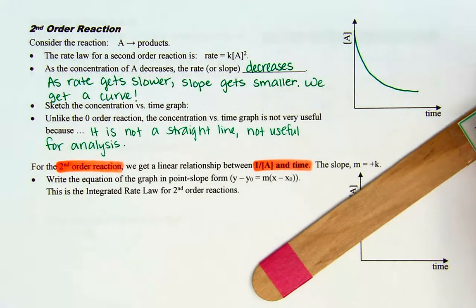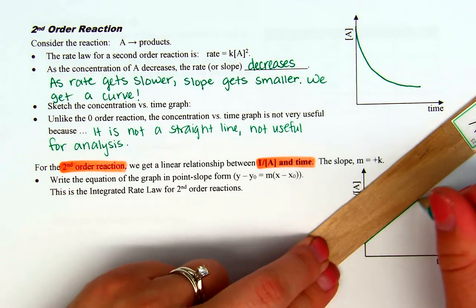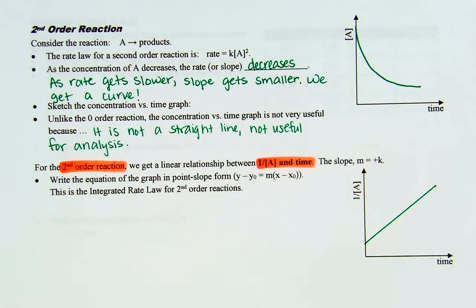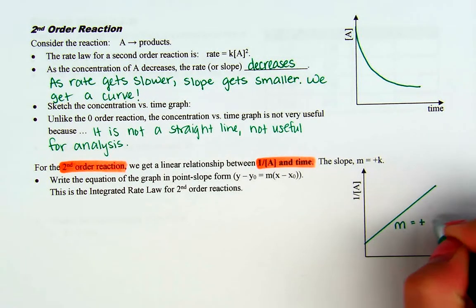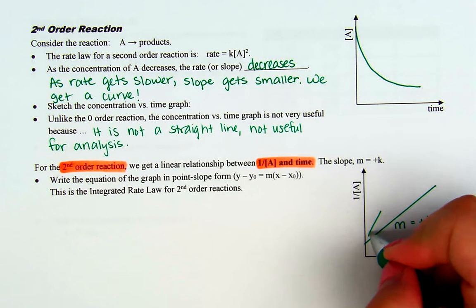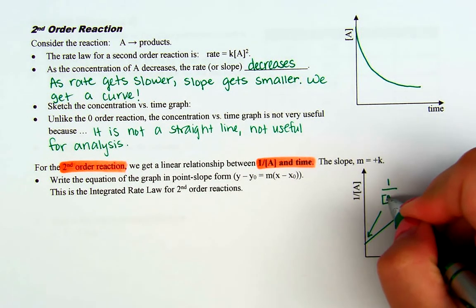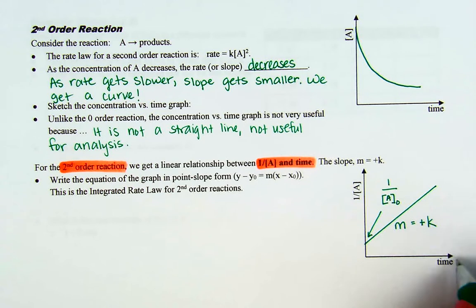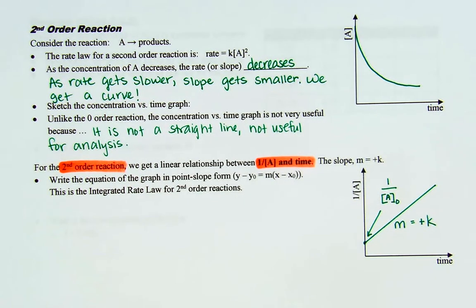So I'm going to go ahead and sketch this. So this is going to end up looking something like this. So your m, or your slope, is going to be equal to positive k. And your intercept here, your y-intercept, is 1 over the concentration of A at time 0. So our time is 0. This is 1 over A, so that's our y-intercept.